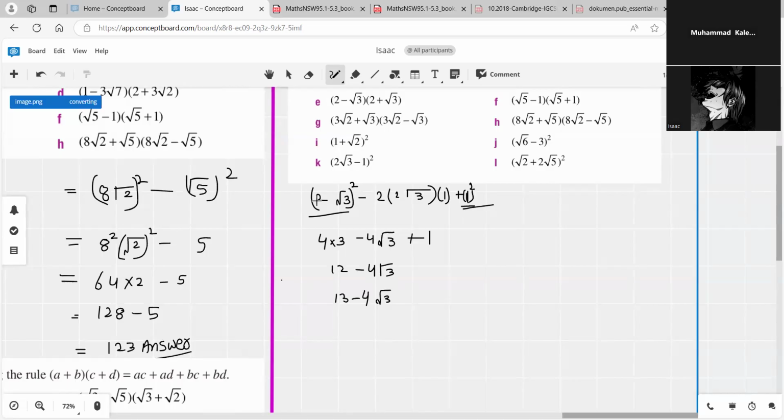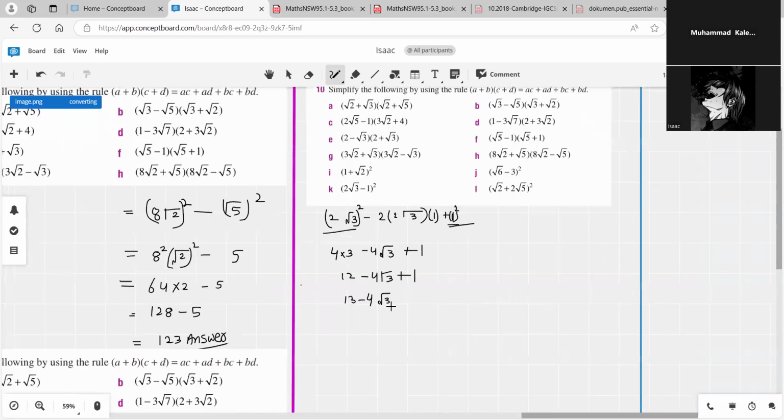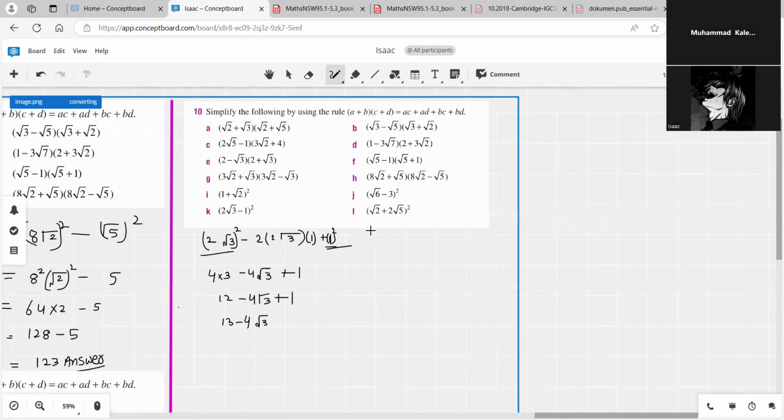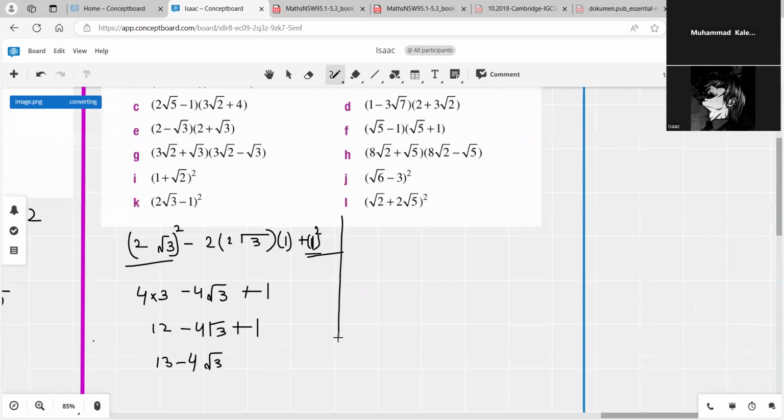This square will be applied on 2, so it will become 4. As this square is applied on root 3, the root and square cancel out, and 3 is left over there. 4 times 3 will become 12. 12 plus 1 will become 13. I just forgot to write 1 here. 12 plus 1 will be 13. Yeah, that's the answer.